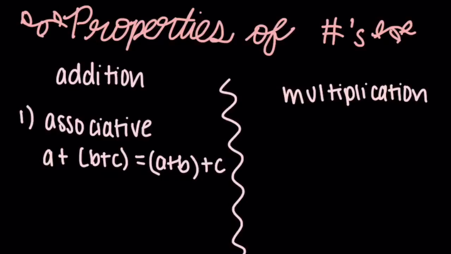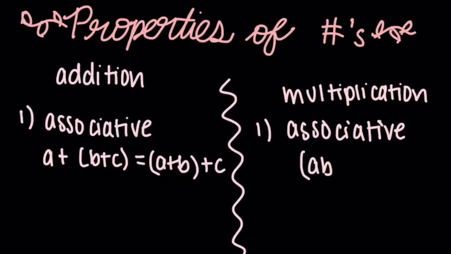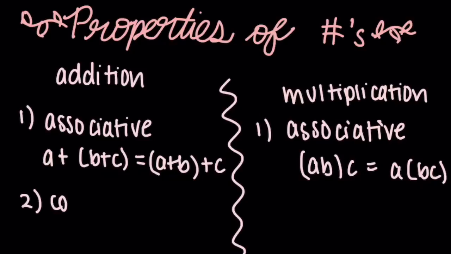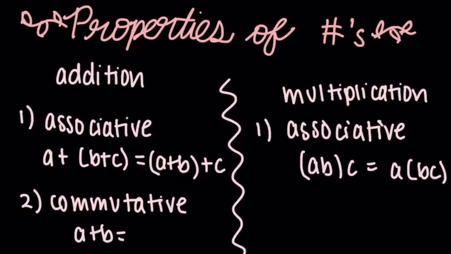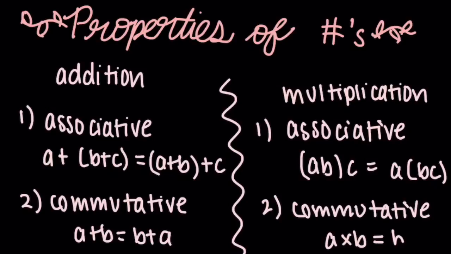This same property can be expressed with the quantity of a times b times c is equivalent to the quantity of a times the quantity of b times c. The second property we will discuss is the commutative property. In this property, it tells you that operations can be written out in any order. So in addition, a plus b is still equal to b plus a, and in multiplication, a times b is still equal to b times a.